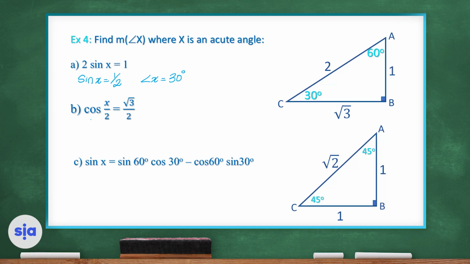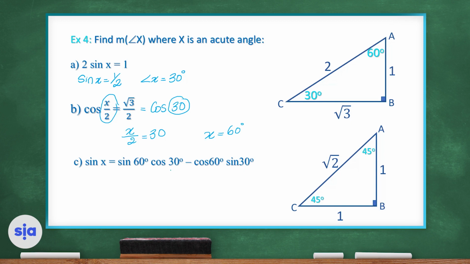Question B, cosine x over 2 equals square root 3 over 2. You're going now to check cosine of what angle equals square root 3 over 2. So you will see that it's cosine 30. Square root 3 over 2 is cosine 30. Then x over 2 will be equal to 30. So x over 2 is equal to 30. Then x is equal to 60 degrees.